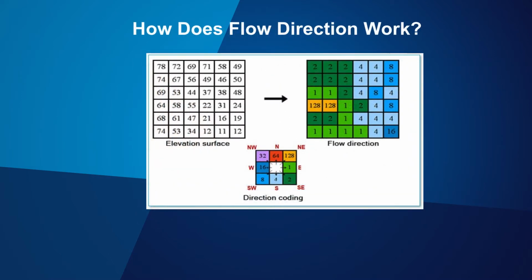How does flow direction work? Flow direction is calculated based on an 8-direction model. Water flows from one cell to the cell that has the lowest elevation value. For example, based on the direction coding, if water flows to the east side, the system assigns number 1 to that cell.